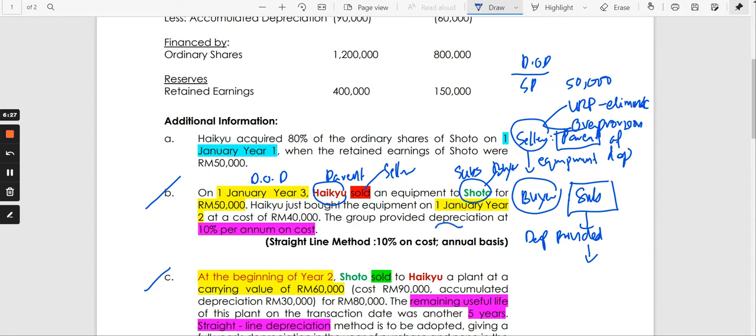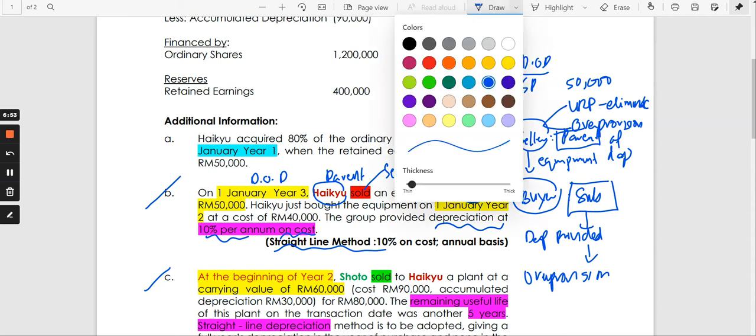Here, depreciation is provided at 10% per annum on cost, using the straight line method. So the depreciation that has been provided might have been over-provided, and this is the one that needs to be adjusted. So the depreciation of the buyer will need to be adjusted. And where do you adjust? In the seller. So there are two things that you need to adjust.